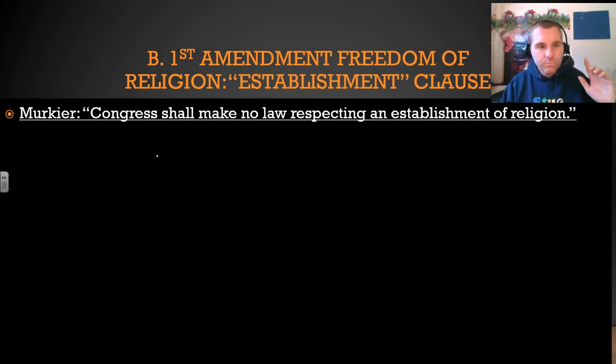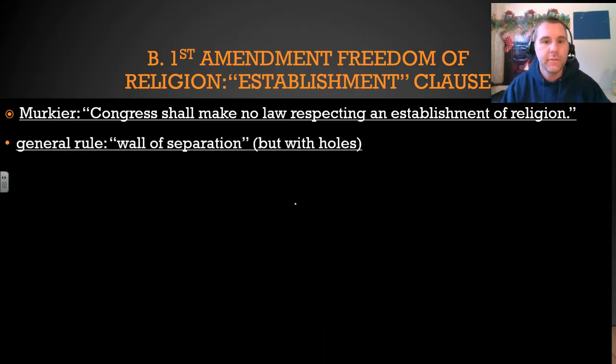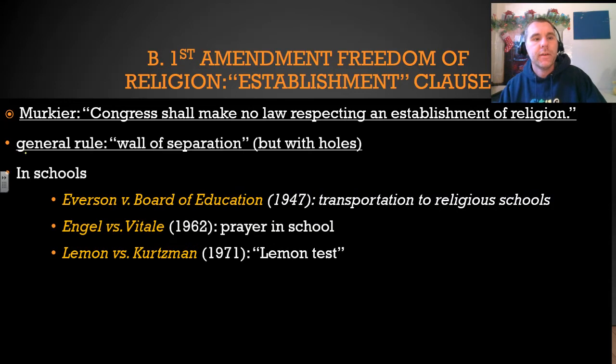Okay. You also have the Establishment Clause. The Establishment Clause says that Congress cannot pass any law respecting an establishment of religion. Congress is not allowed to basically endorse religion. Congress is not allowed to come out and say, you must go to church, right? Obviously, we can't do that. So it's a general rule. There's a wall of separation, but there are holes that exist, right?